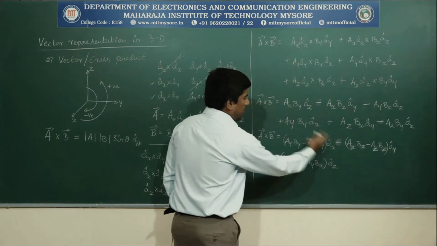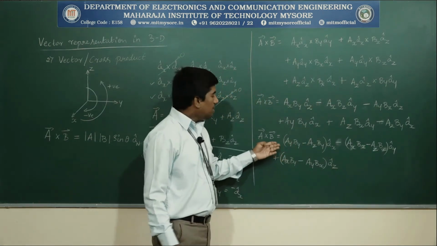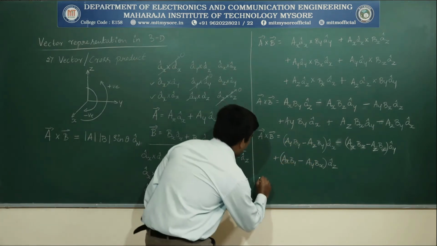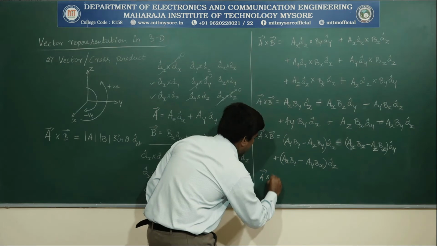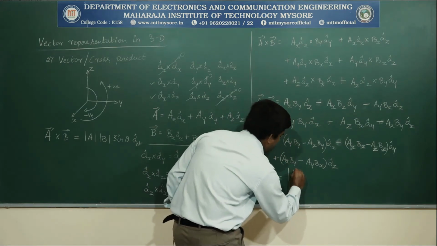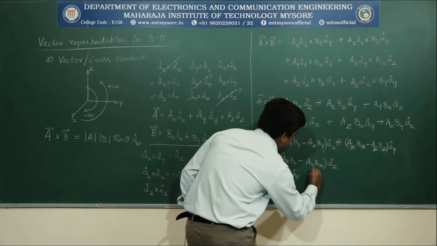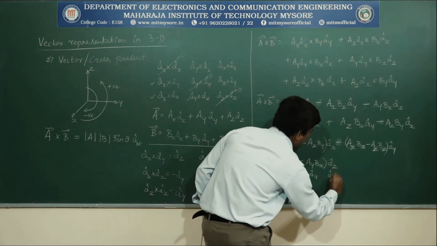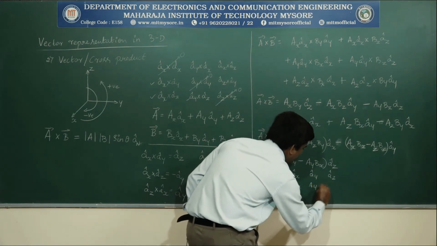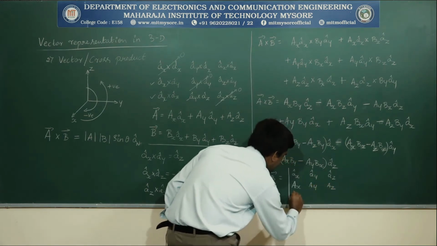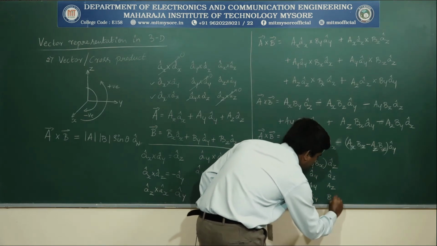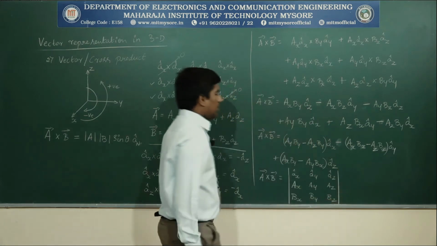Now this can be represented as a determinant of all the components, that is A cross B is equal to the determinant of A cap X, A cap Y, A cap Z, AX, AY, AZ, BX, BY and BZ. So this is the resultant.